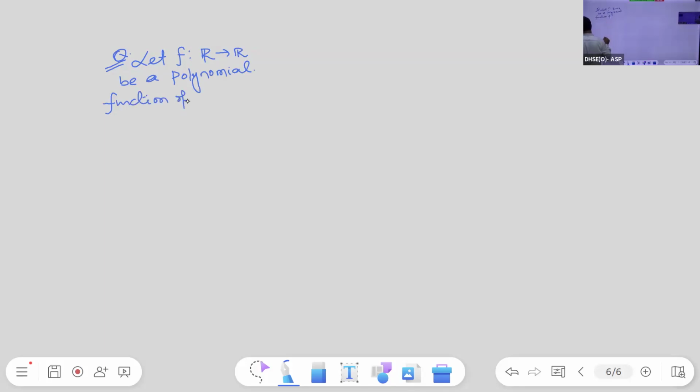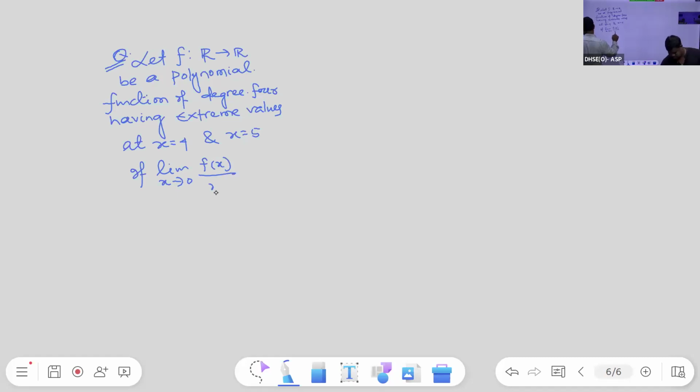of degree 4 having extreme values at x is equal to 4 and x is equal to 5, if the limit as x tends to 0 of f of x upon x square is equal to 5, and f of 2. This is the question. Okay, guys?